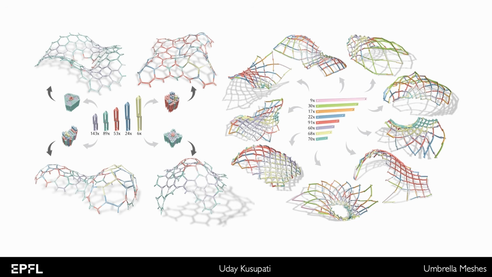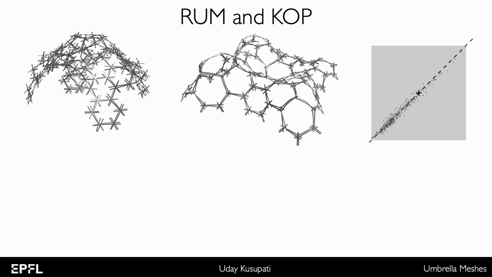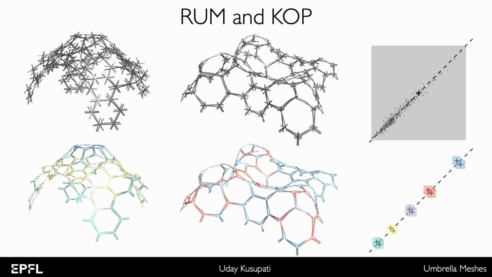While we focus on bending active structures in general, it applies to umbrella meshes too. Our framework enables analyzing trade-offs between part set size and design fidelity. It can also be used to find a kit of reconfigurable parts.